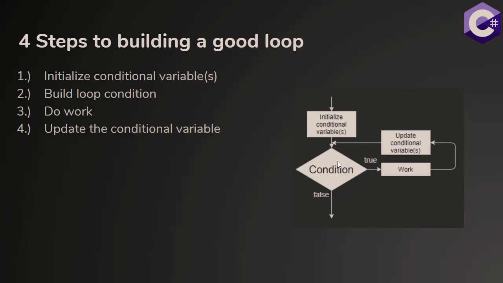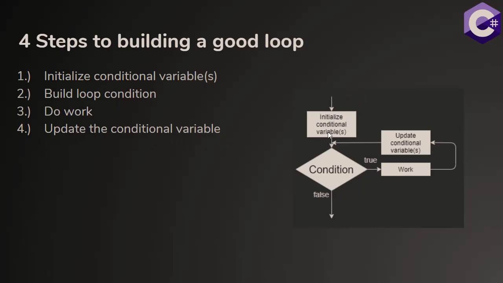Before the loop condition, we check the condition, step 2. Build loop condition, check the condition. If the condition is true, we're going to do the work that we need to do repeated amount of times. So step 3 is do the work. And then step 4, this is the most important step. We need to update the conditional variable.